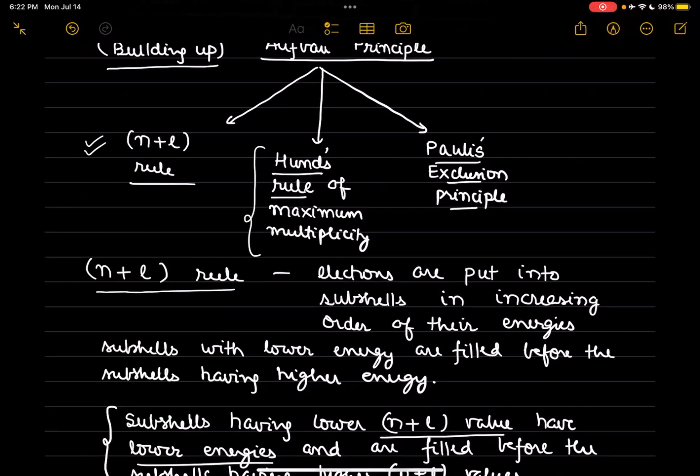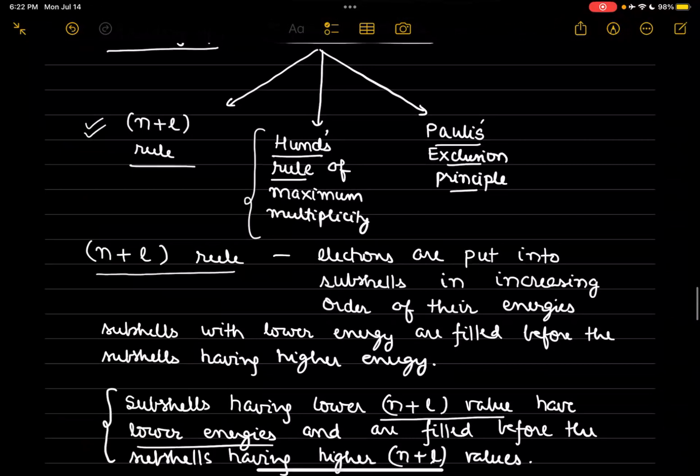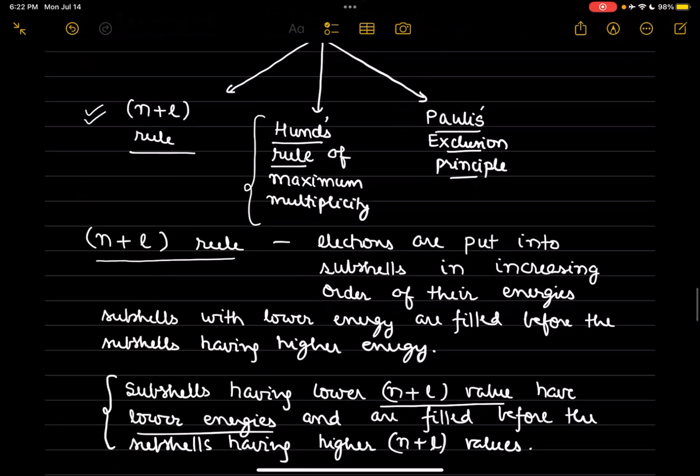Pauli's exclusion is about the opposite spins of the 2 electrons in the same orbital. N plus L is about choosing the subshells. So what does maximum multiplicity mean? Yes, I'm coming to that.